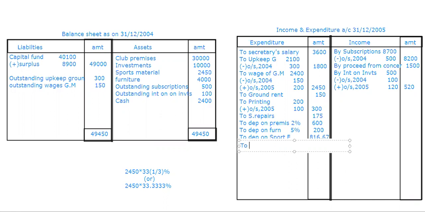Therefore, your surplus will be 128.33. You're going to get it. Total will be 10,220.